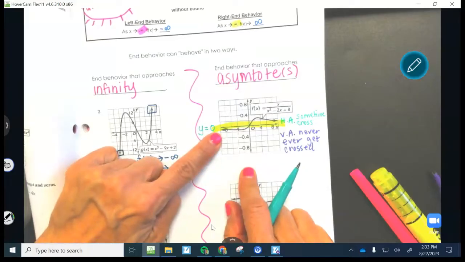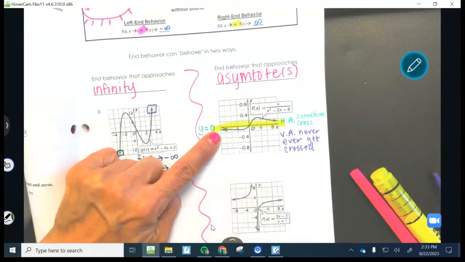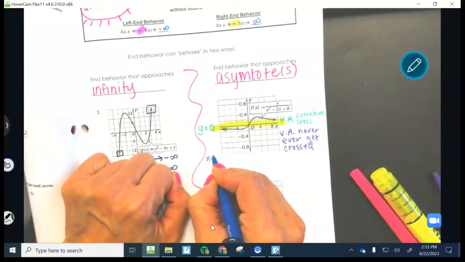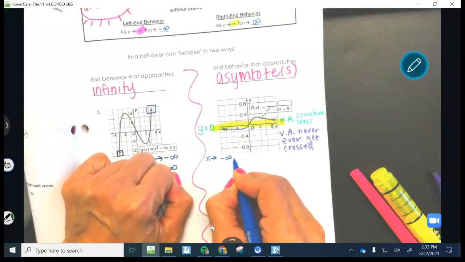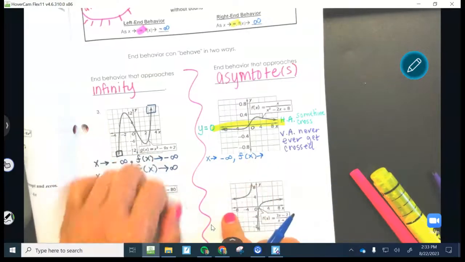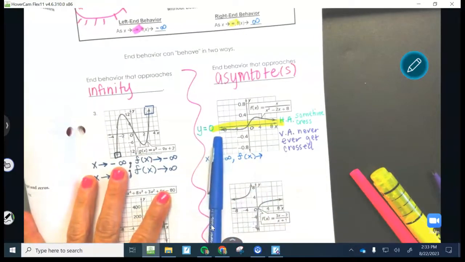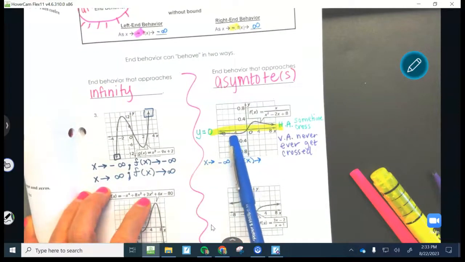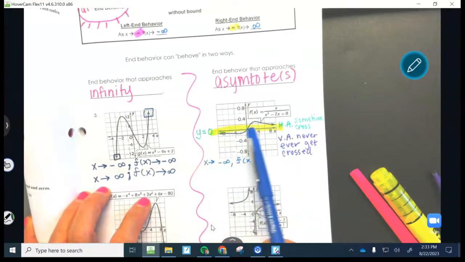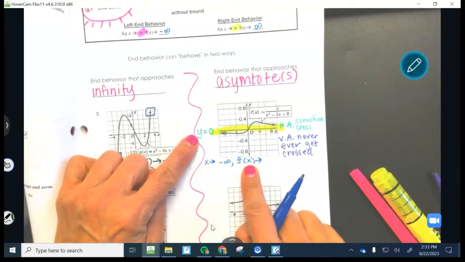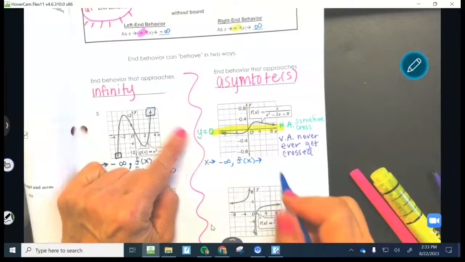Speaking of end behavior, right underneath that asymptote is negative infinity. So let's go ahead and write x is approaching negative infinity. And then, what is f of x approaching? It's not going down like these other ones. It's getting closer and closer to this. Exactly. That's why we wrote it. Remember, f of x and y equals mean the same thing. Very good.